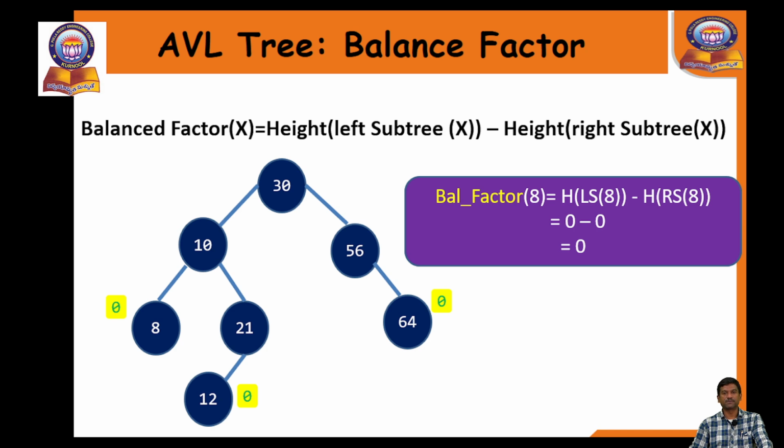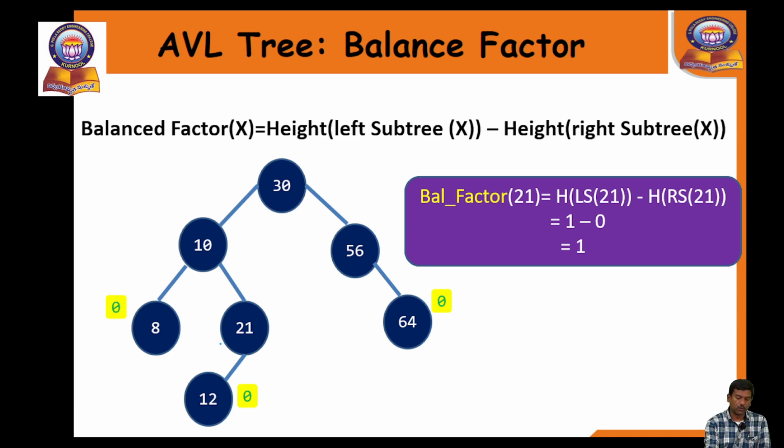And for the next level, you need to find the balance factor of node 21, because there is one level down. The height of the left subtree of node 21 is equal to 1. There is one node. Here for node 21, there is a left subtree, and the height is equal to 1. And for node 21, there is no right subtree, that is kept as 0. That is 1 minus 0, which will be equal to 1. So for node 21, the balance factor is equal to 1.